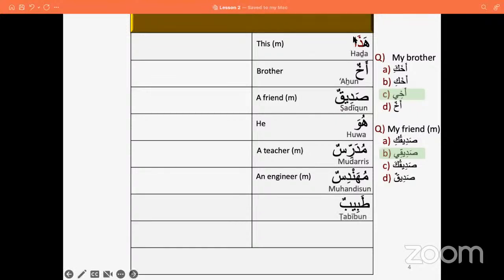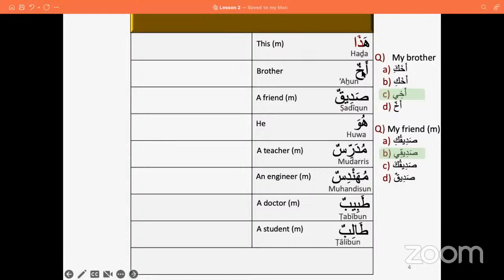Okay, muhandisun is an engineer, but specifically a male engineer. Okay, and then we have the word tabibun. Tabibun is a male doctor. So we're learning quite a few occupations over here. Tabibun, a male doctor. Okay. The word talibun. So again, easily confused between tabibun and talibun. Talibun is a male student. So mudarrisun and muhandisun are often confused. And then tabibun and talibun also get confused.